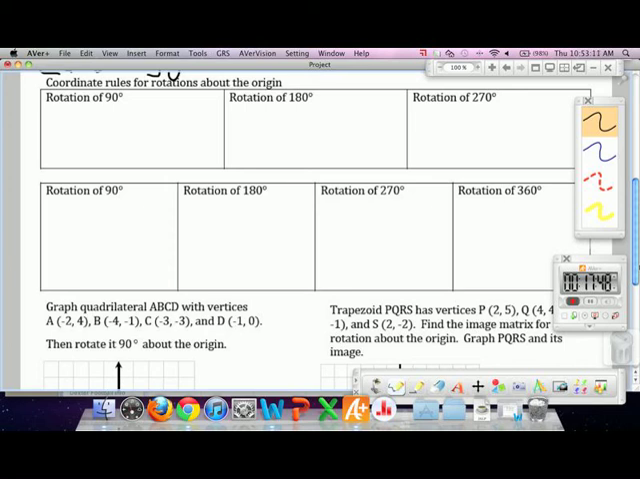Coordinate rules for rotating. So if I want to take a point and rotate it 90 degrees, I'm going to do the following. And note, I don't have these memorized, which is kind of why I don't expect you to have them memorized either. So (a, b) is mapped to negative b, a. If I want to rotate an object 90 degrees about the origin, I can apply the coordinate rule: flip them and take the opposite of b.